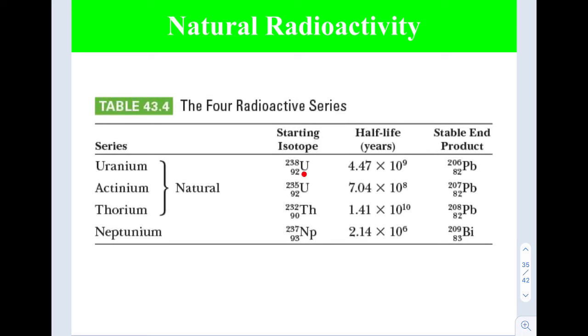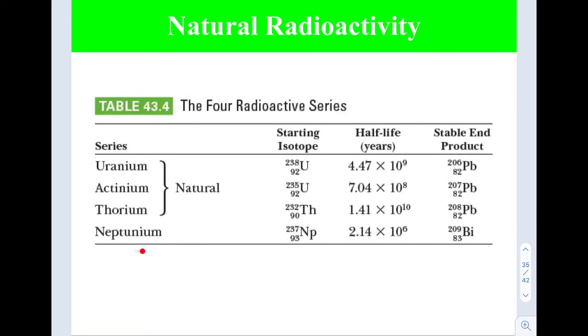The starting isotope for the uranium series is uranium-238, for actinium it is uranium-235, and the thorium series starts with thorium-232. The end product, or stable product, is plumbum: plumbum-206, plumbum-207, or plumbum-208, right?